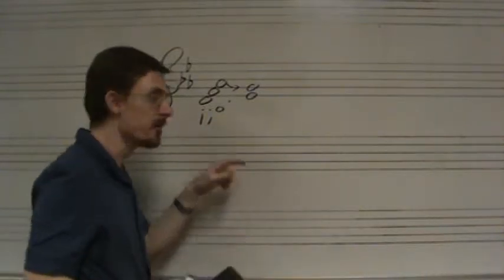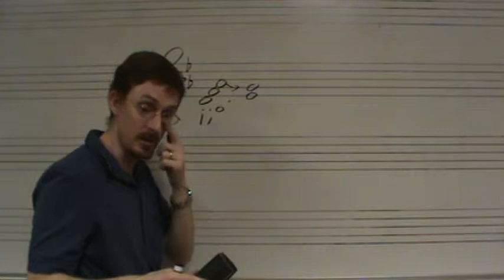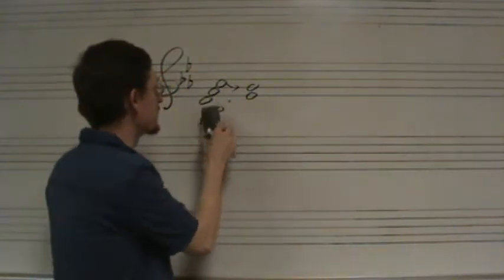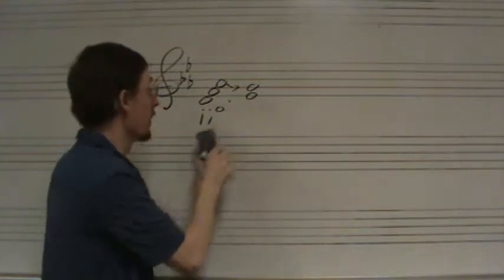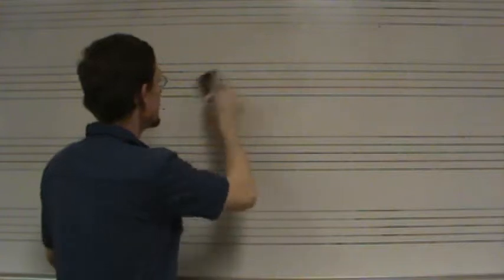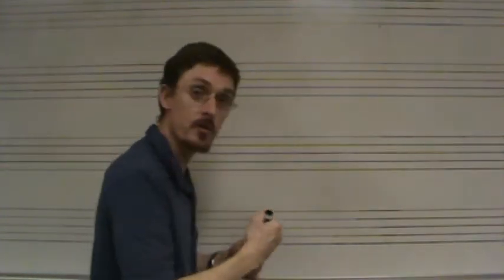Just as in major mode, fa has somewhat of a tendency to go back down to mi, though here a little bit stronger because of the tension inherent in the diminished chord. All right, and we'll talk more about that next week. But now let's go over to the Kazez book, please.